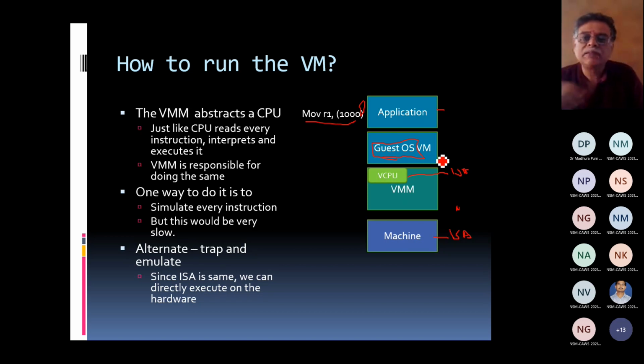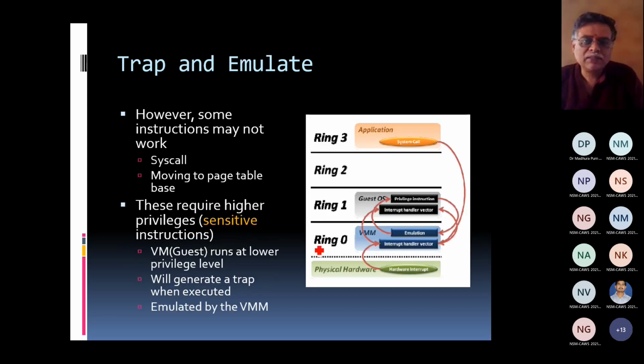So the problem really is that for most instructions there is no issue, you can run them directly on the machine. But there are certain instructions which may not work well, for example the syscall instruction. You're trying to do a system call instruction. The system call instruction cannot run directly on the hardware. Why is that? The reason is that these are all called sensitive instructions. They require much higher privileges to run. You know that the OS executes at a much higher privilege level. So typically speaking, the OS will run here.